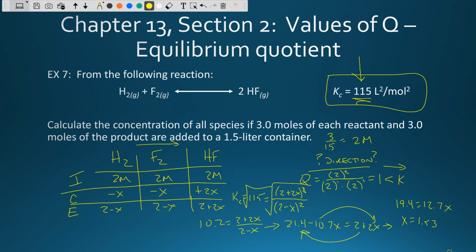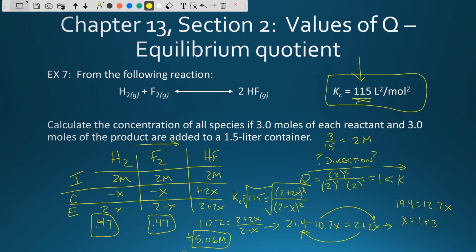Okay, so let's go back to the scenario here. I have 2 minus x, 2 minus 1.53. That ends up being 0.47. 2 minus 1.53 gives me 0.47. And then 2 plus 2x. Well, 2 times the 1.53, add 2 to that, I end up with 5.06 molar. And that's my hydrofluoric.